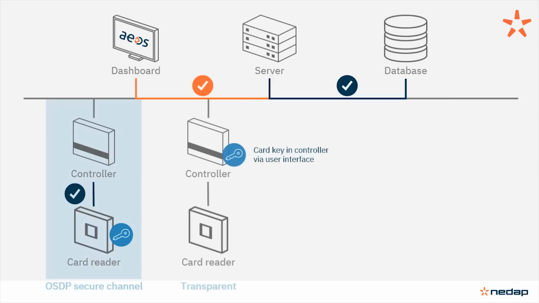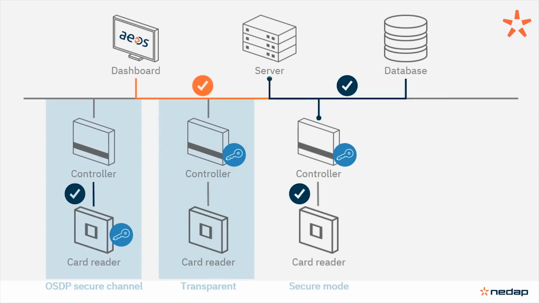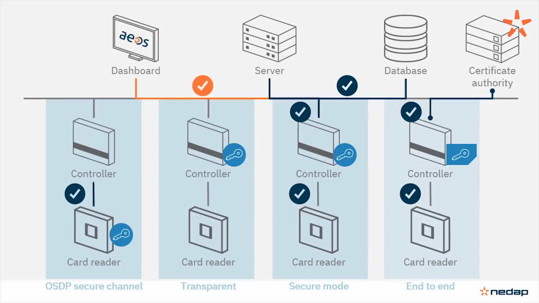That's for the card readers, but we can add another level of security, which is for the door controller. It's called Secure Mode, where we secure the communication between the door controller and the server. And this can be done by using the default certificates. Thanks for explaining. This all adds up. And we already have our AEOS end-to-end high secure solution, which can be added to this overview as well.